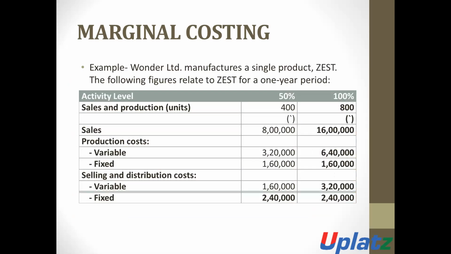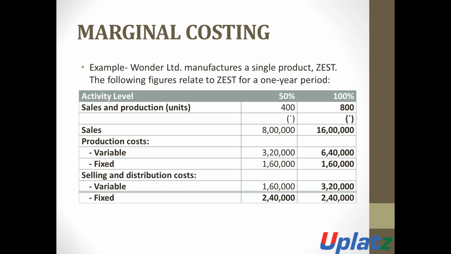Now we will discuss it by way of example, so that we can understand how to prepare this statement properly. Wanda Limited manufactures a single product, Jest. The following figures related to Jest for one year are as follows. Activity level 50% and 100%. Sales and production units 400 and 800.